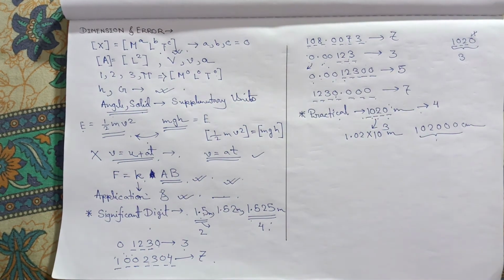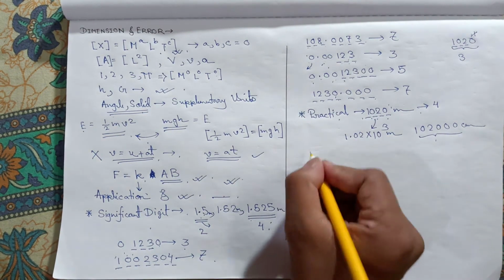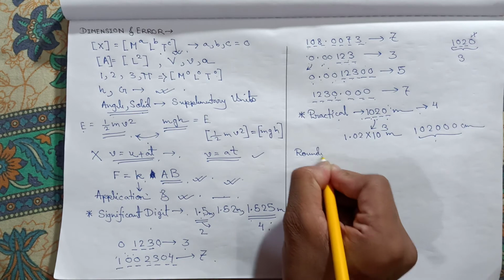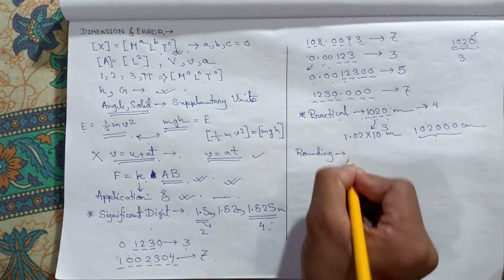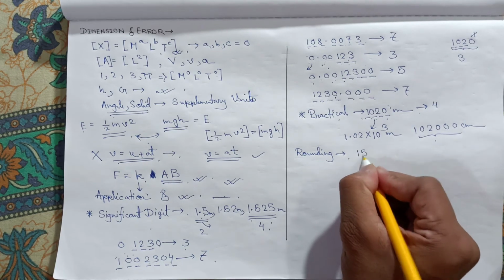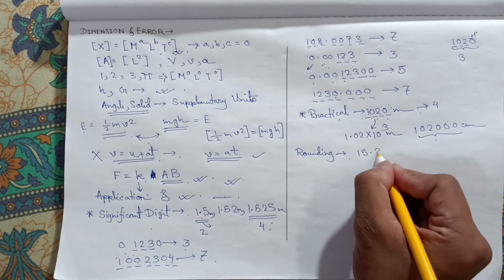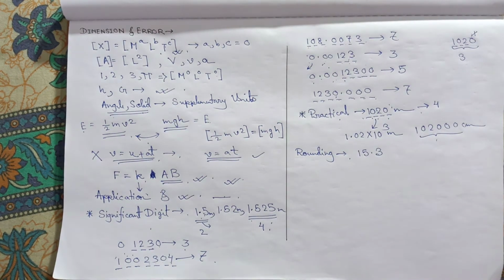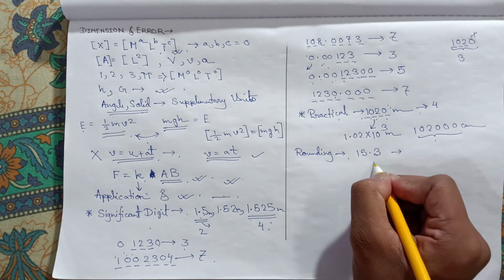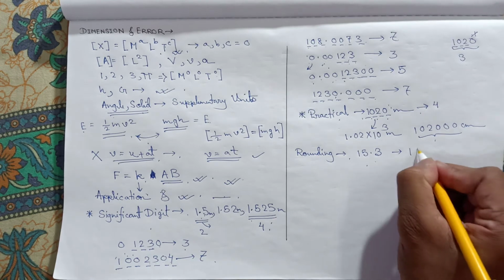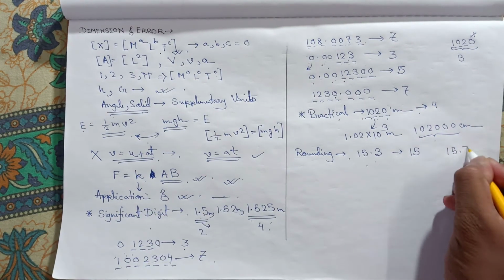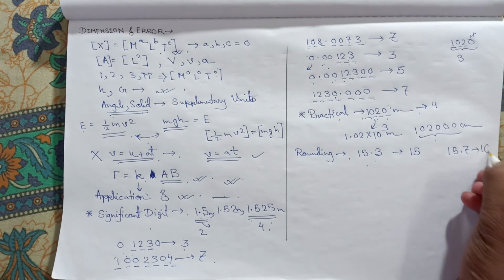Now comes rounding off. Let's come to rounding off. So what is rounding off? We all know, if there is a number like 15.3, we can make this 3 to 0, just write it as 15, and if it is 15.7 we can write this number as 16.